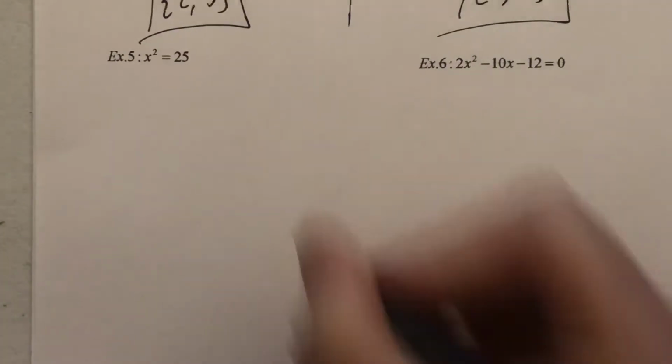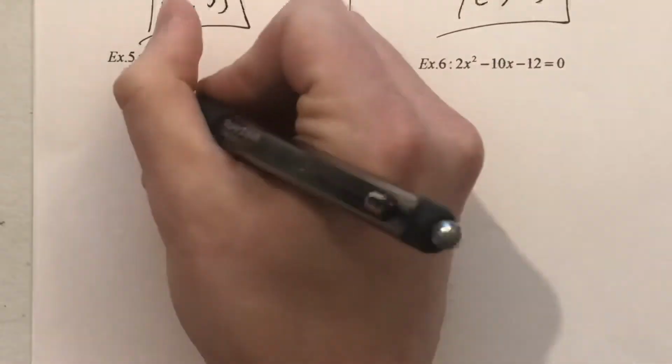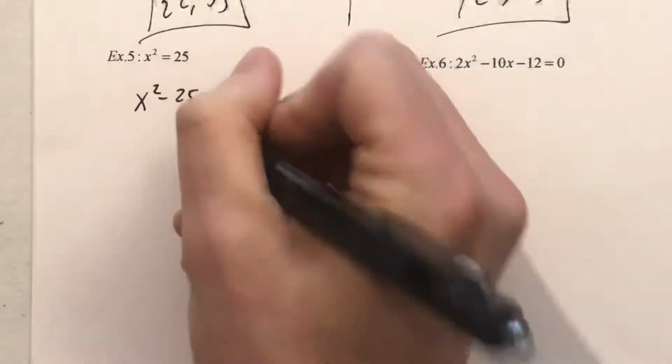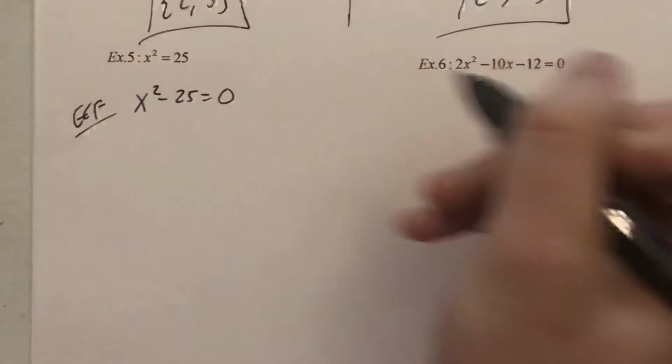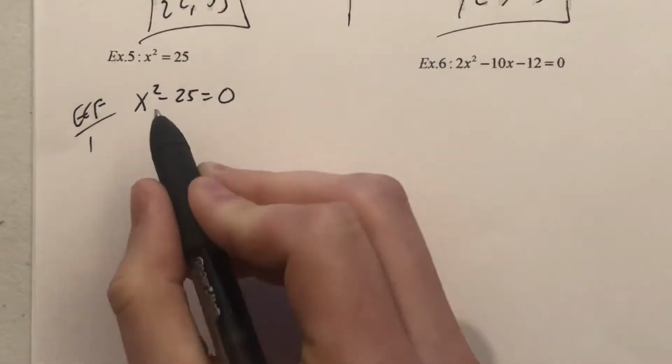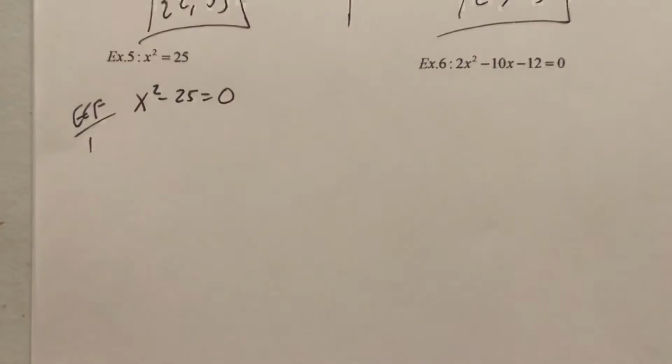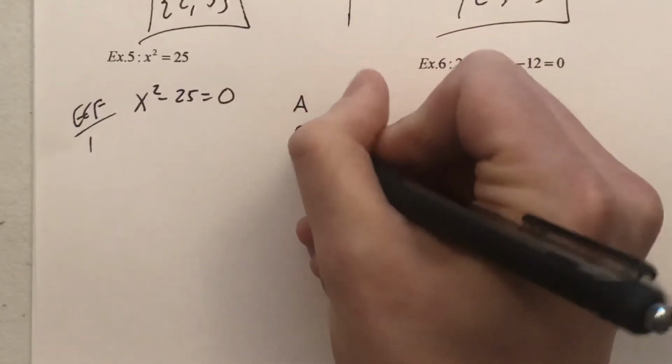Okay, number 5, same thing. We gotta get that equals 0. So first thing I'll do is subtract the 25 on over. Now to factor, the GCF is just a 1. And this, two terms, subtraction between them, those are both squares. This is a difference of squares.